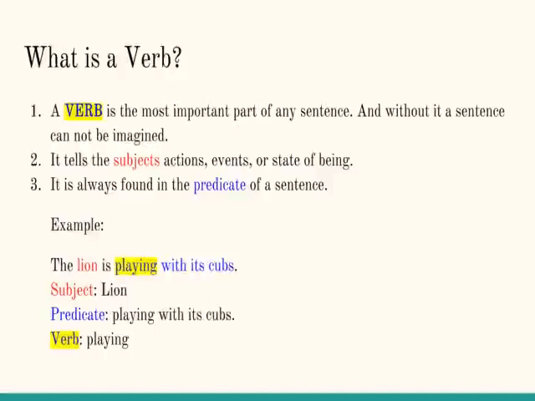Again, the same example. The lion is playing with its cubs. The subject here is lion. Predicate is playing with its cubs. Now the verb is supposed to be found in the predicate of the sentence, which is playing with its cubs. Now we also know that verb tells us about the actions or events of the subject. So our subject is lion, and what is he doing? He's playing with its cubs. So our verb here is playing.